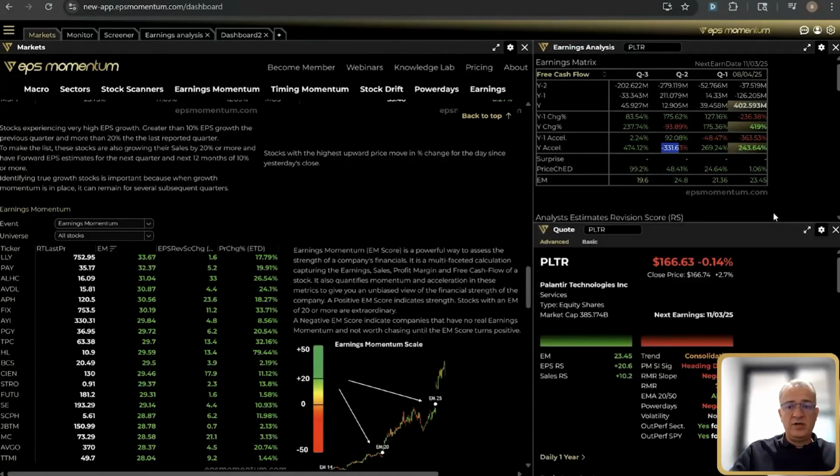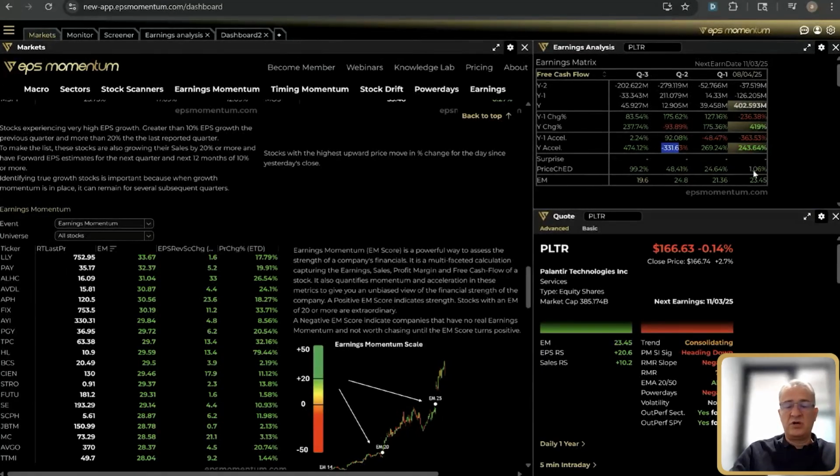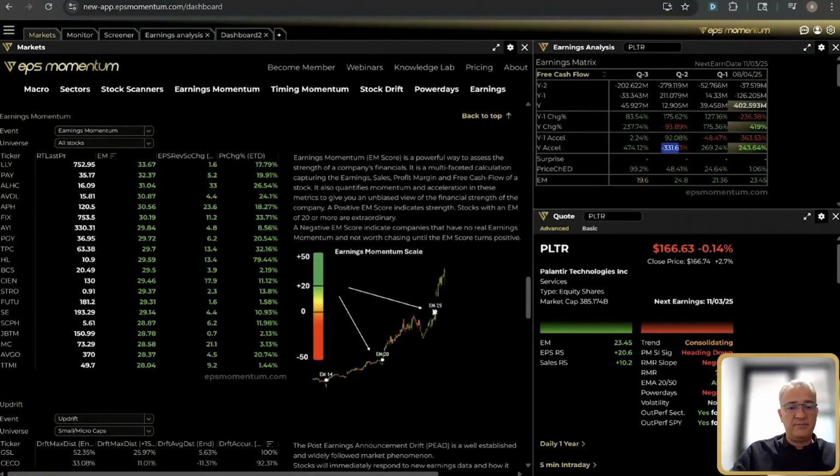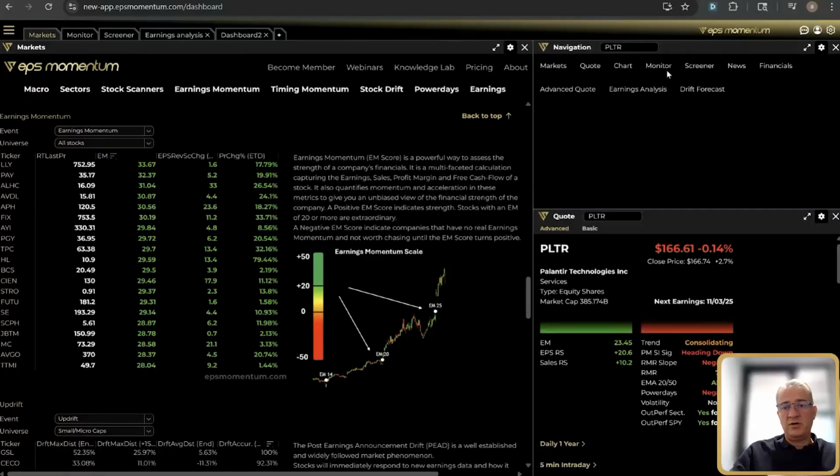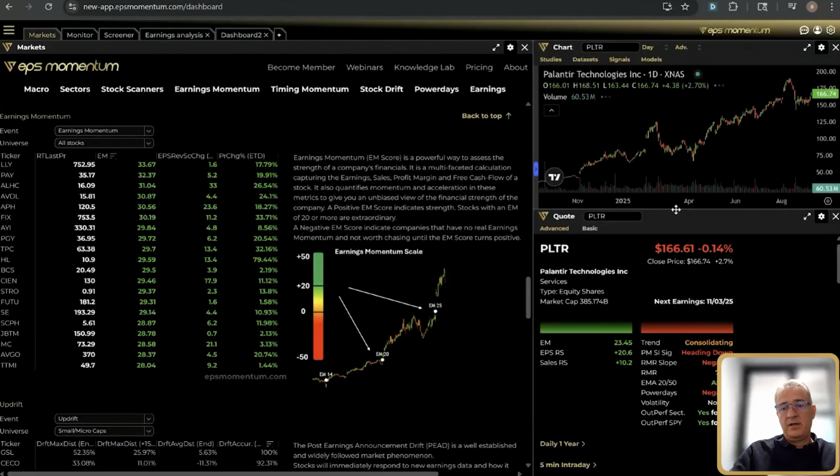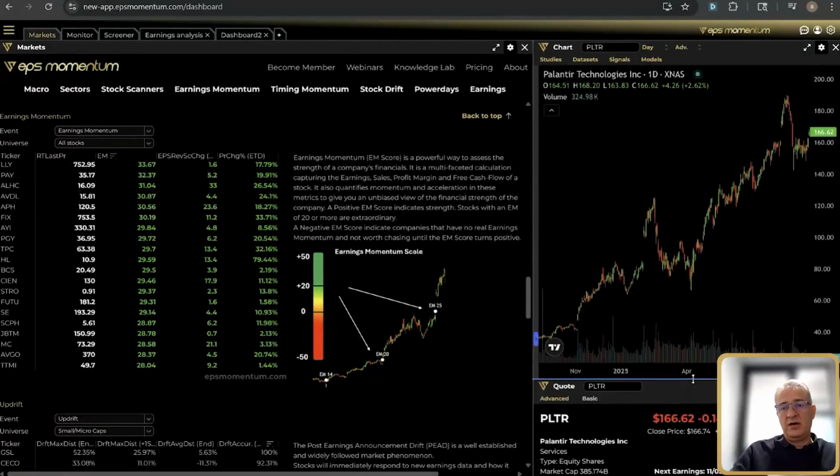So you can either go and look at all those numbers thoroughly, and you can, or you can just rely on the EM, right? The EM is on the chart. So let me pull up a chart. You can click on this little triangle to navigate, and then pull up a chart. And on the chart, you click on models, and then you just add EM.